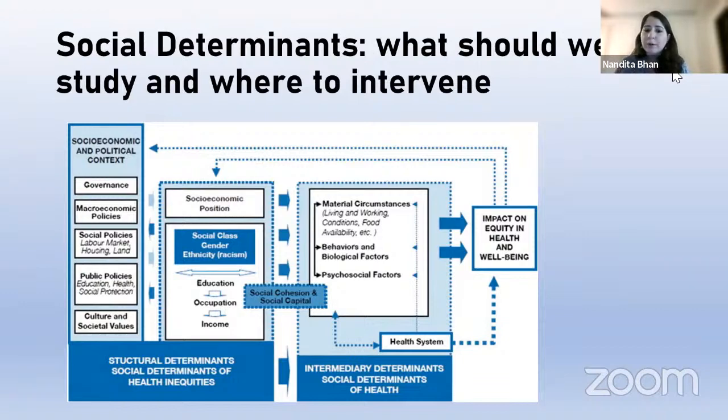But the commission also talked about the intermediary determinants of health. These are determinants where we do see a lot of actual interventions in the field. So we do see behavioral interventions, be it around tobacco control, changing diet, and so on. We do see material interventions, so cash transfer programs that enable working conditions, vouchers, food availability, especially in times of distress. We also see psychosocial interventions, which are around social support for populations who are suffering from different diseases. So determinants are often split into two.